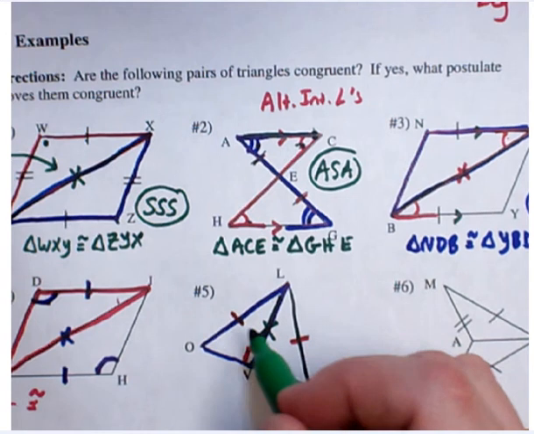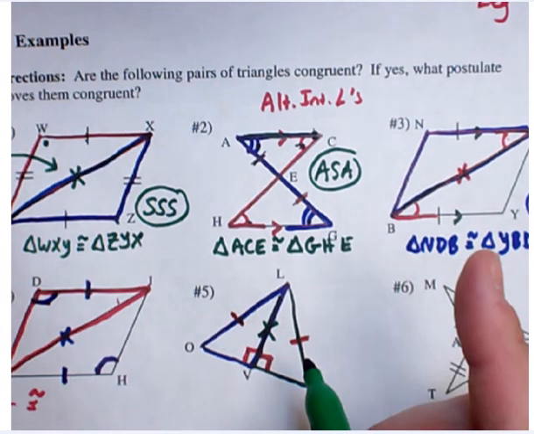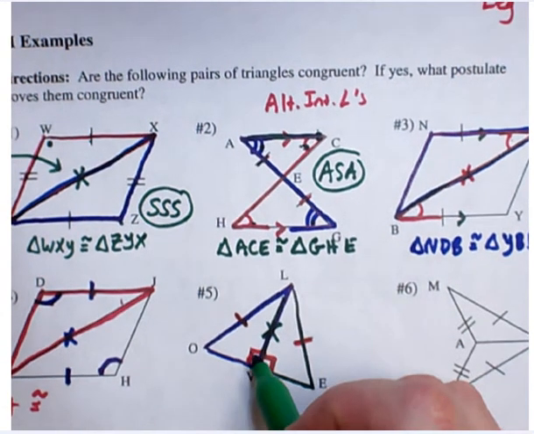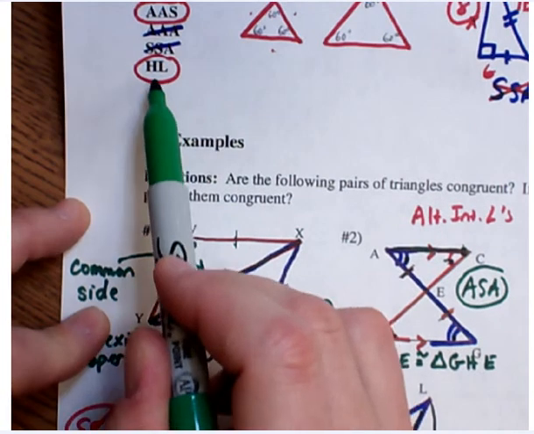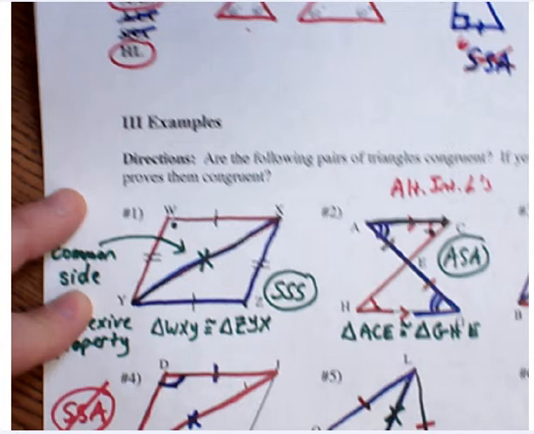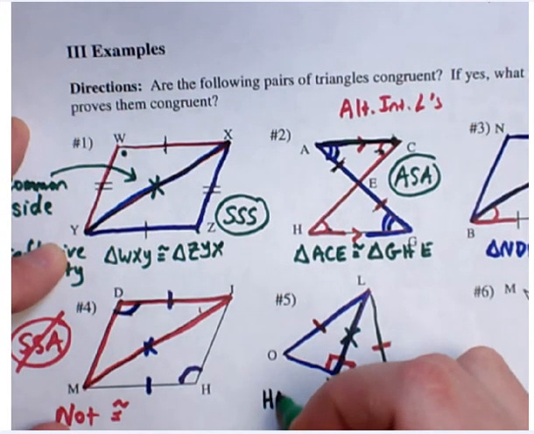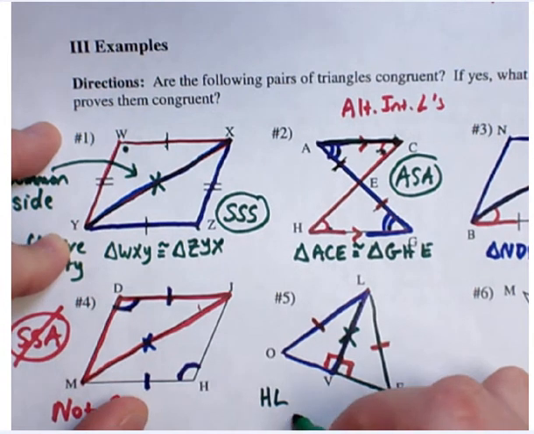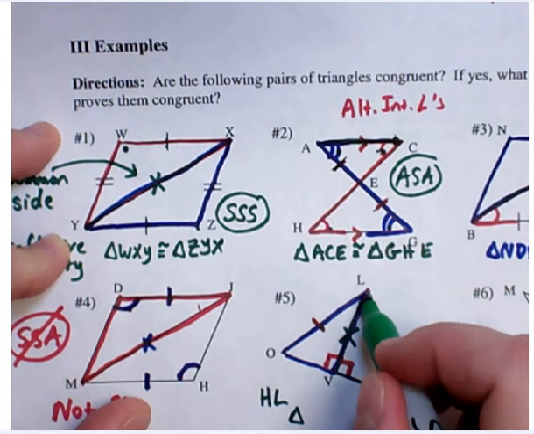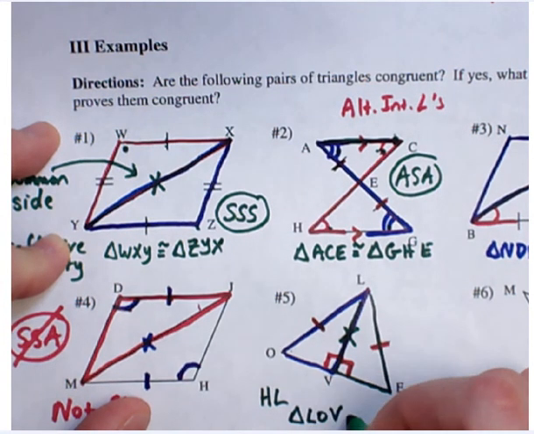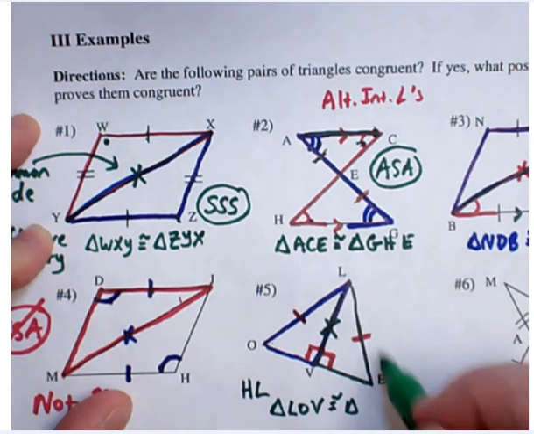Uh-oh, that's bad. Except, you got to think about this, it's a right triangle. If you look at your list, hypotenuse leg, that does work. This is the only time angle, side, side would work. So you could say hypotenuse leg, triangle, let's go LOV is congruent to triangle LEV. That's how they would match up.